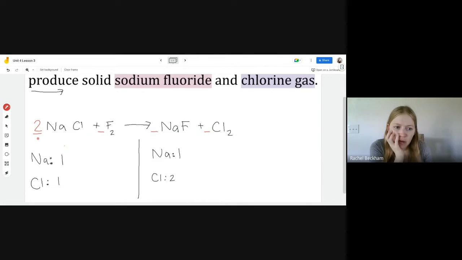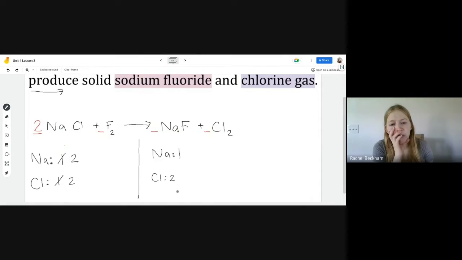So I can put a 2 here, and when that happens, it's important to know it multiplies to everything within the compound right here. It doesn't multiply to the F. So now that I put a 2 there, now I have 2 Nas because it's 2 times 1, and I have 2 Cls because this 2 multiplies to everything within that compound, as if there's a parenthesis here, and it's multiplying to both of them, okay? So now I have 2 Nas and 2 Cls.